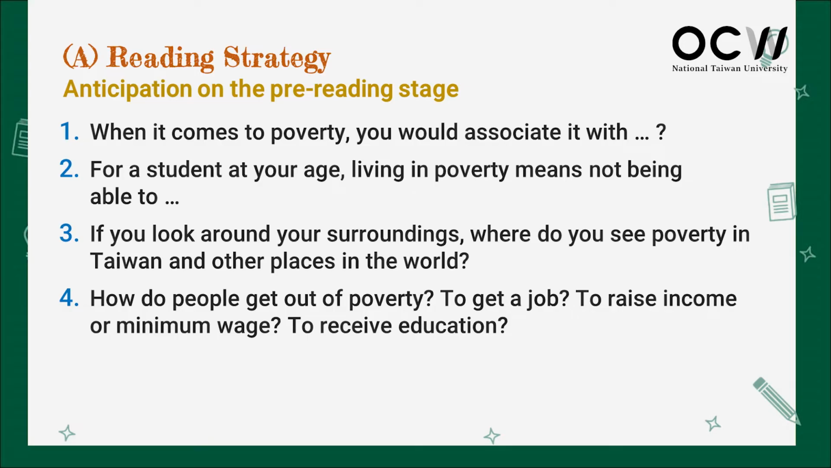Is it to get a better job? Is it to raise their minimum wage? Is it to receive better education? What kind of things can they do to get themselves out of poverty? So take maybe 15 seconds to a minute, jot it down on a piece of paper, and then we're going to come back and continue with our anticipation strategy.